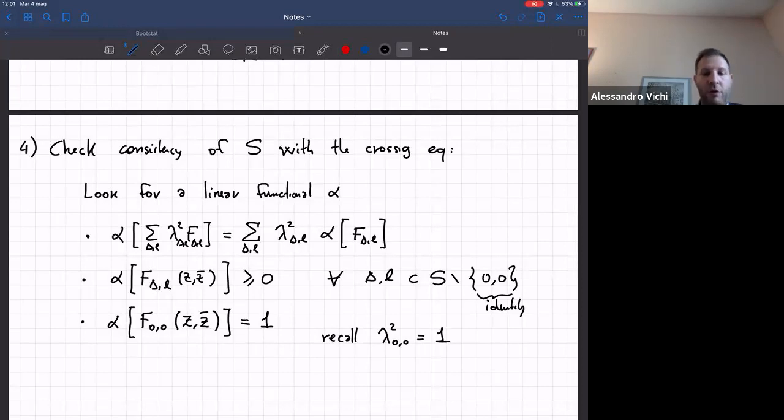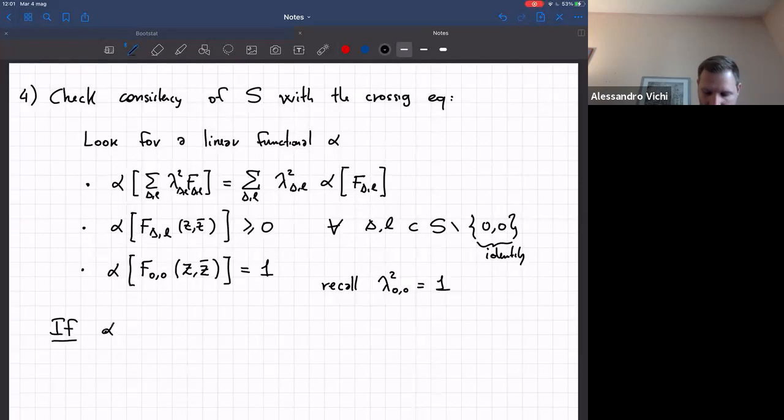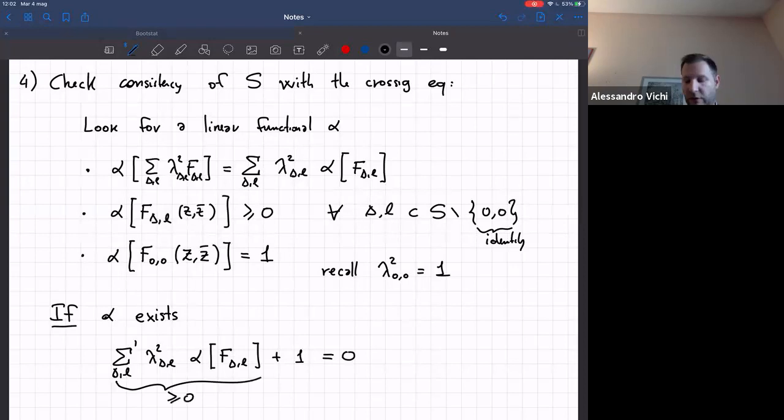But if we manage to find such a functional, if alpha exists, then you see that this leads to a contradiction, because you would have alpha acting on the crossing equation. You would get something like lambda squared, which is a positive number because the lambdas are real, times alpha of F delta L, let's put a prime where we factorize the contribution of the identity, plus one equal to zero. But this is a sum of positive terms, and so this leads to an inconsistency.